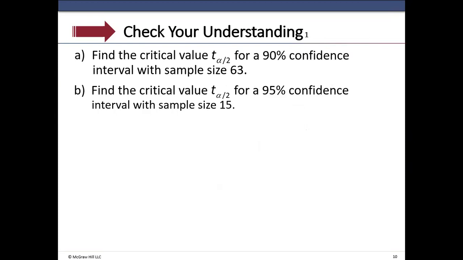Second VARS 4, invT. The area, as I said, is 0.9 plus the area in the left tail 0.05, which is 0.95. Degrees of freedom is 63 minus 1, which is 62. Paste, enter, and enter. And the critical value is 1.6698, which they got as 1.671.